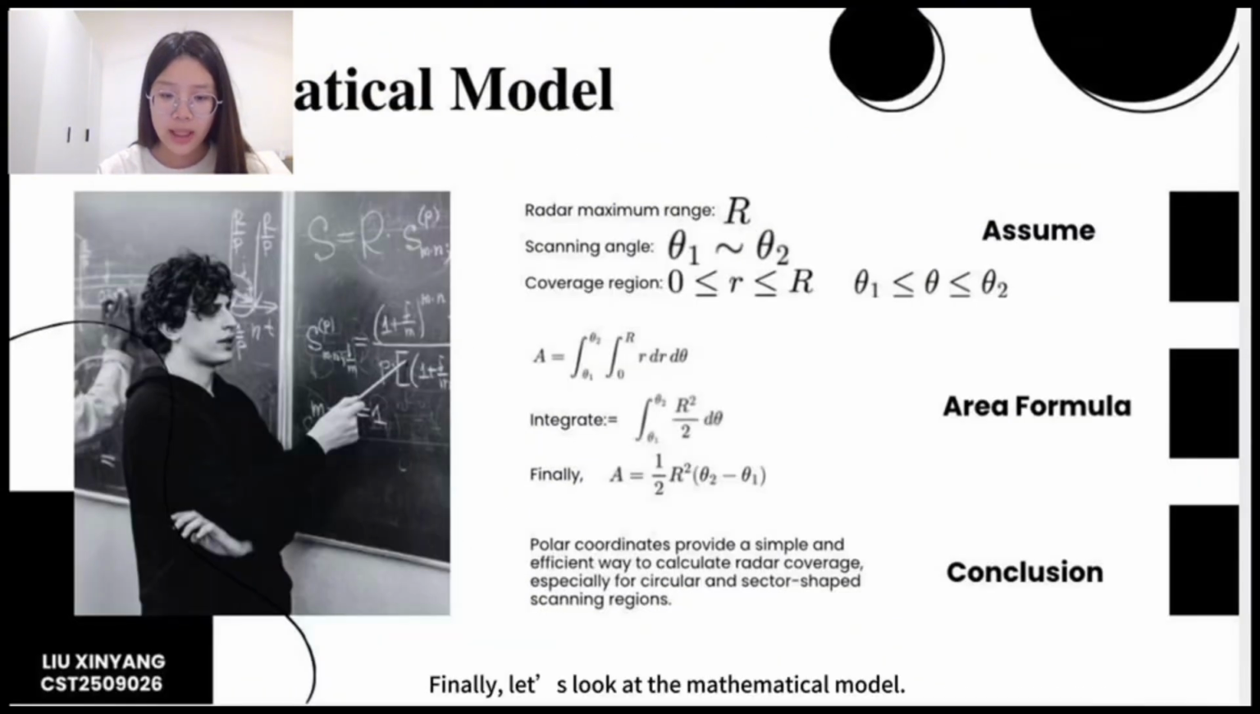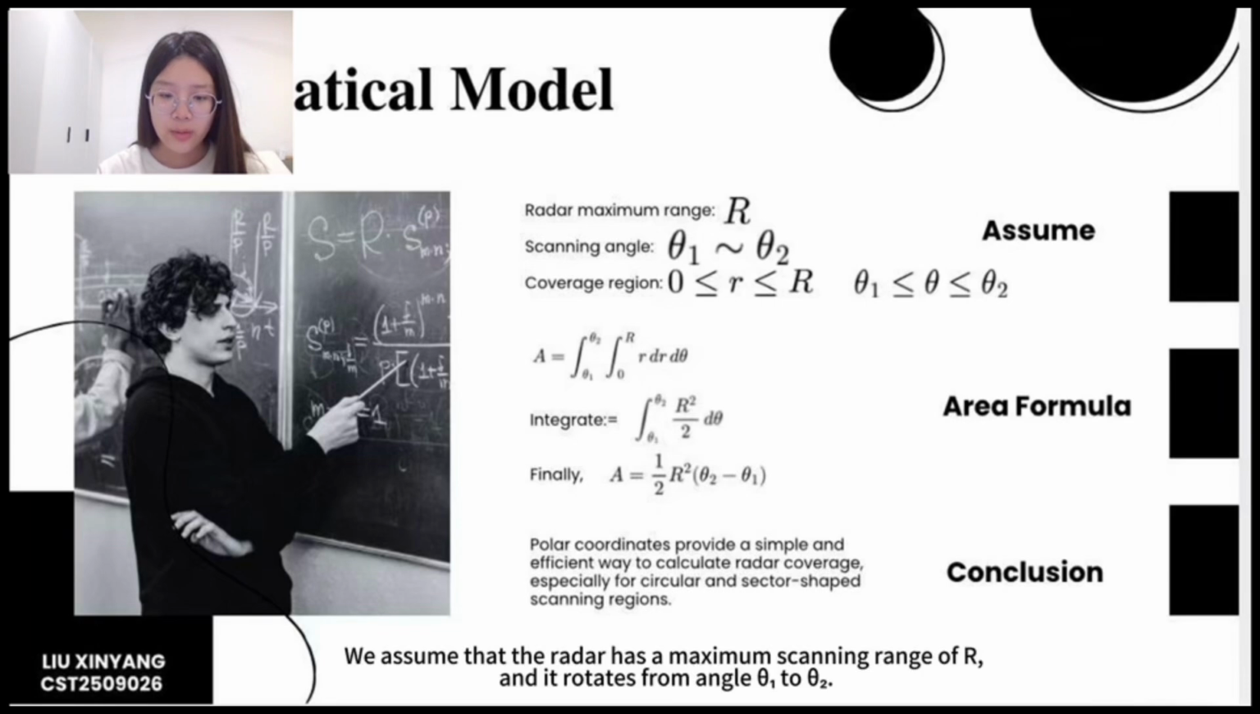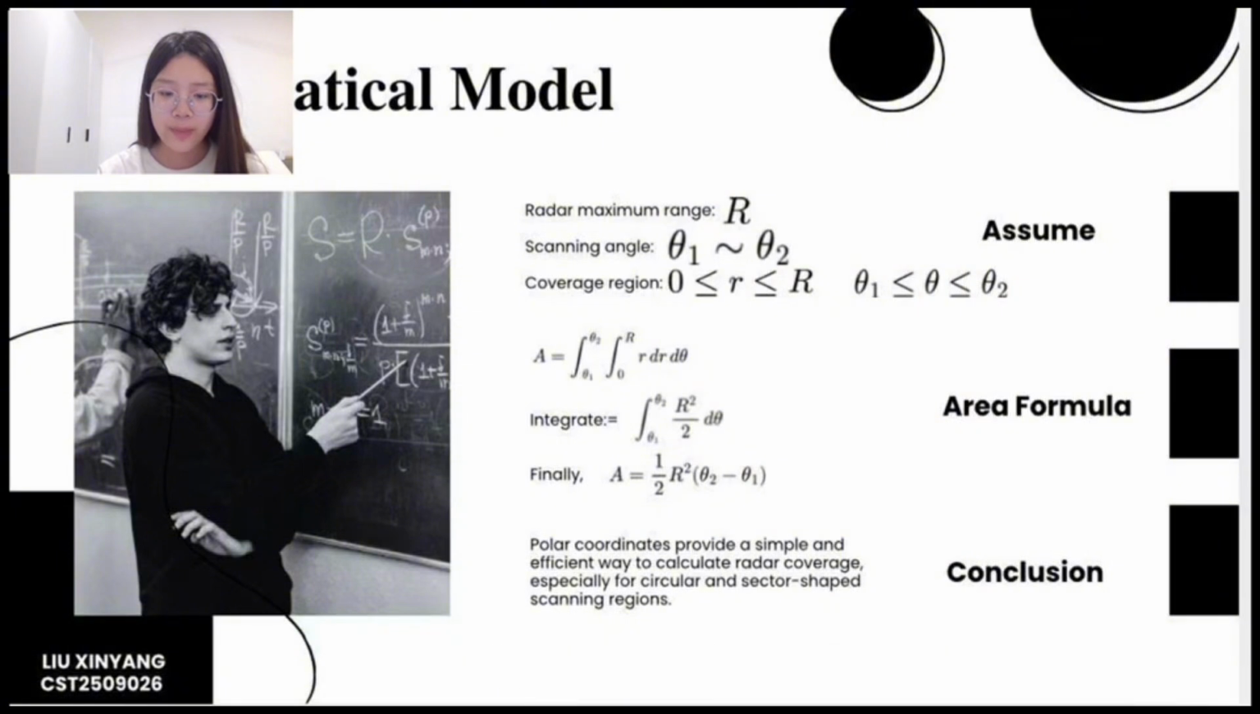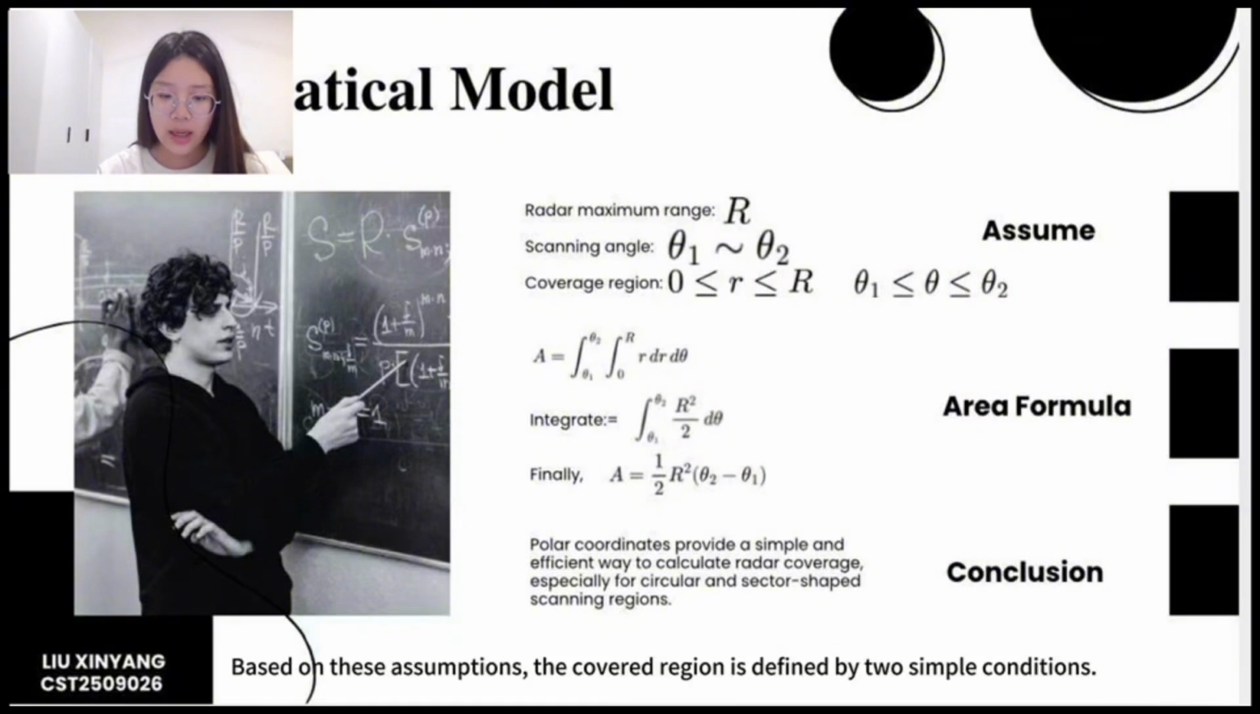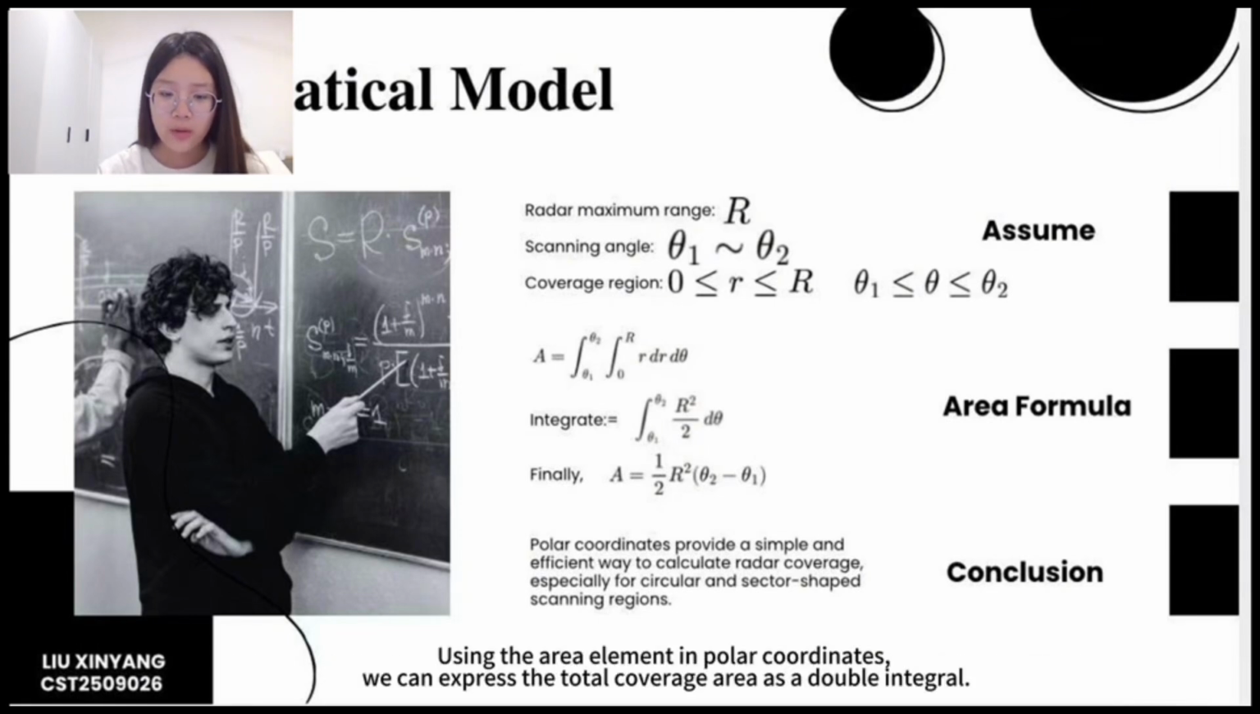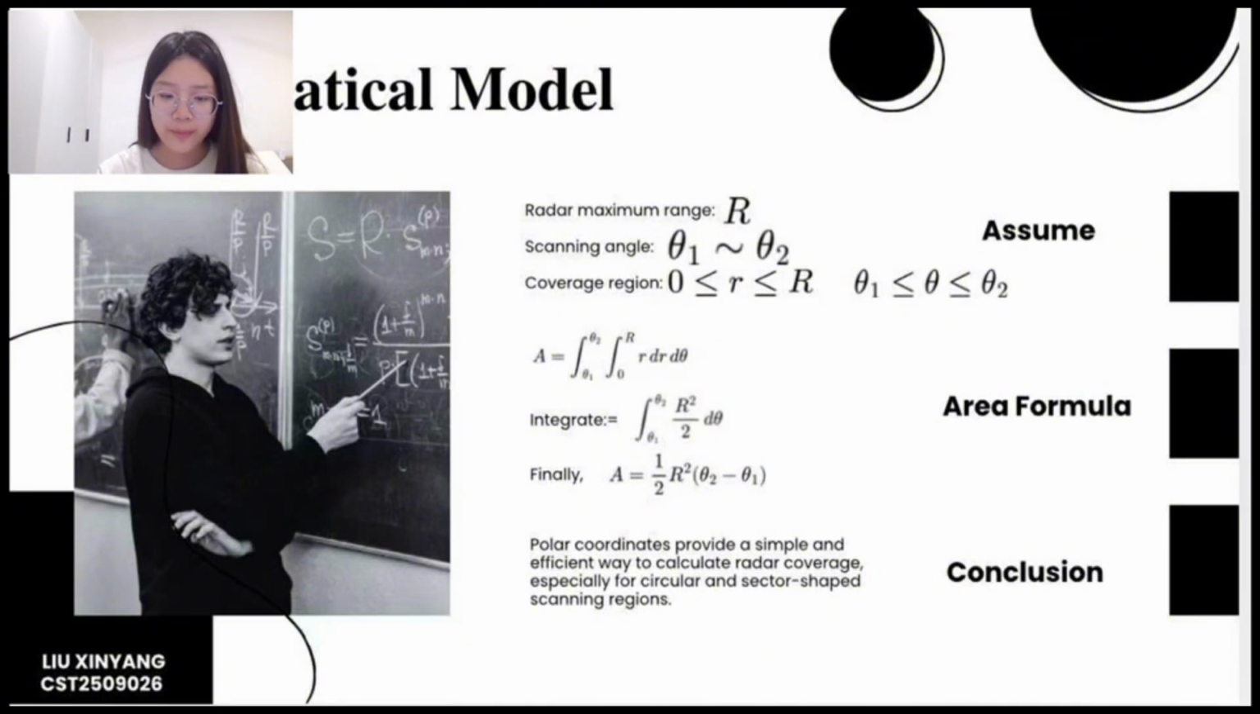Finally, let's look at the mathematical model. We assume that the radar has a maximal scanning range of R and it rotates from angle θ1 to θ2. Based on these assumptions, the covered region is defined by two simple conditions. The radius ranges from 0 to R and the angle ranges from θ1 to θ2. Using the area element in polar coordinates, we can express the total coverage area as a double integral.